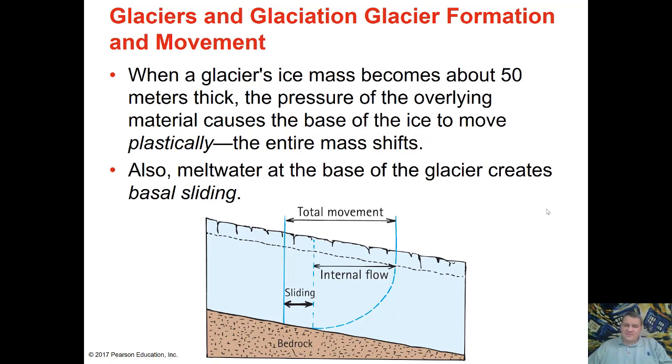Now, it's also possible to get some melt water underneath the glacier, which will actually lead to basal sliding. Okay, so we can have a little bit of sliding, but then we also have the flow, the plastic flow from the pressure of the overlying layers.